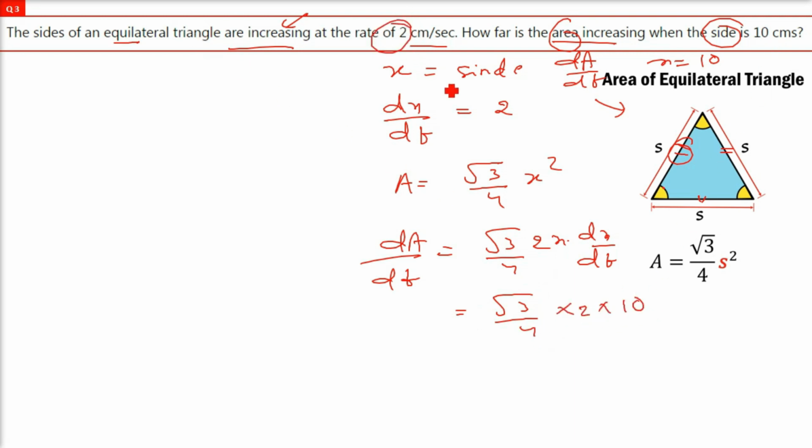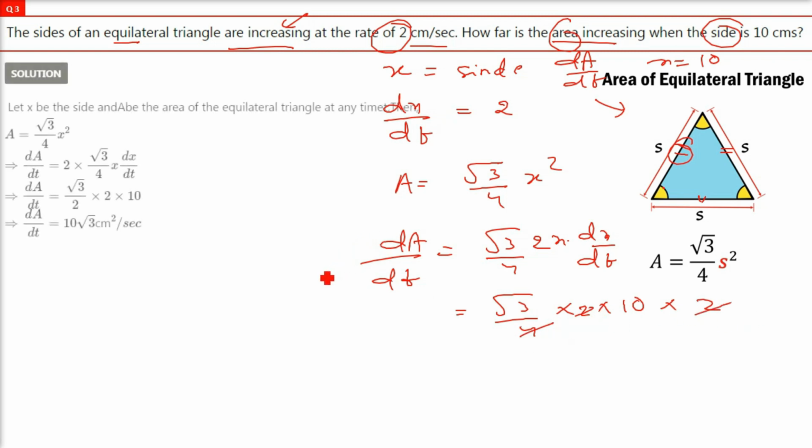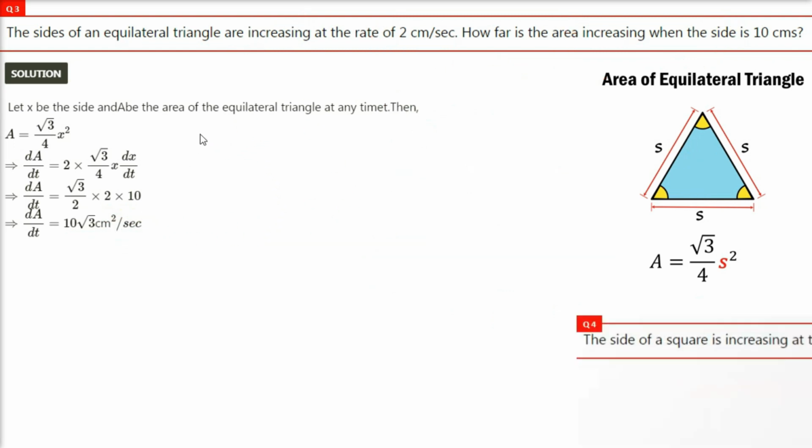dx by dt is 10, and dy by dt I already told you, we know that it is 2. So there is just computation. dA by dt can be computed like this, so it will be 10 root 3. If you know the value of root 3, you can also put it, but 10 root 3 centimeter square per second is enough for your completion of this question. The units are very important. If you don't write the unit, I will give you less marks.